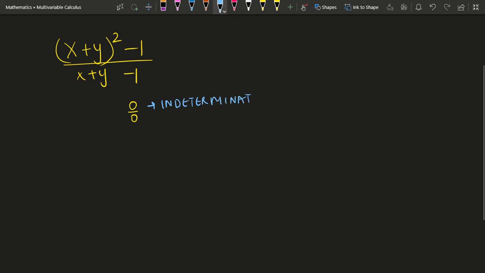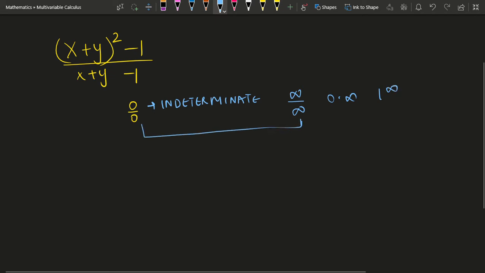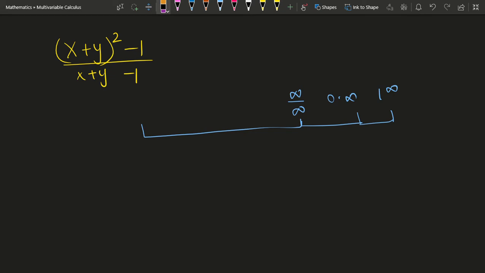Now the other forms that are regarded as indeterminates are infinity over infinity, 0 times infinity, and 1 to the power infinity. If you get any of these expressions when you plug in something, you really can't analyze the function because you don't have an idea of how the function behaves just by plugging in the value. This is where limits come in. So we use limits to analyze these types of functions and to analyze functions in general.